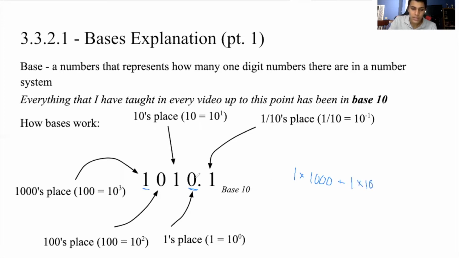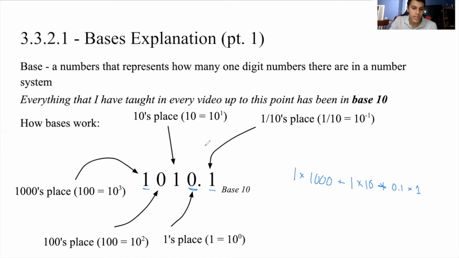You have 0 in the ones place, right? Because there's a 0 here, so you have 0 ones. And then you have a 1 in the tenths place. So plus 0.1 times 1. So what this number represents is you have 1000, 10, and 1/10. And that's why you get 1010.1. So that's what this number represents in base 10.